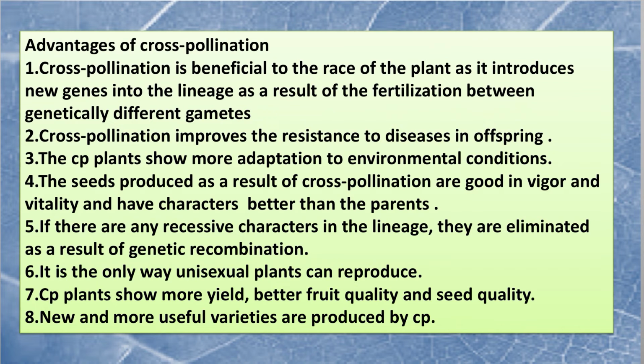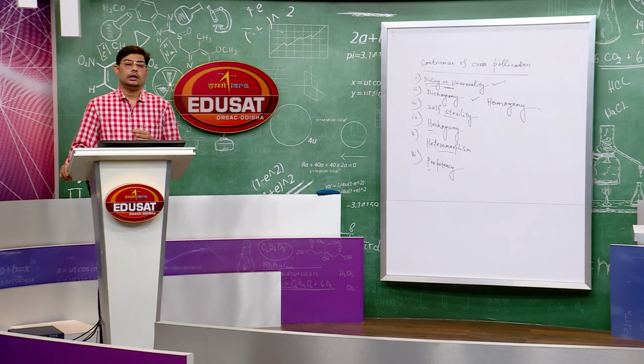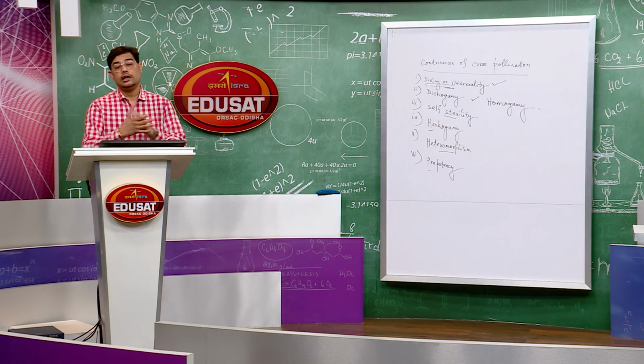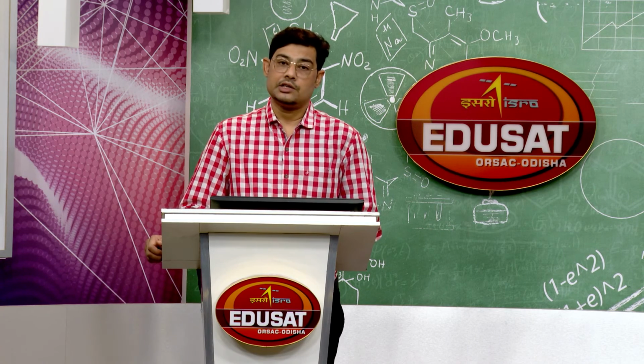a farmer is cultivating for more yield. So, cross pollinated plants show more yield, this heterosis or hybrid vigor, and better fruit quality, better seed quality, and more useful varieties are produced by cross pollination rather than self pollination. And if there is any recessive character, then that recessive character is eliminated because of the genetic recombination seen in cross pollination. These are the advantages of cross pollination.